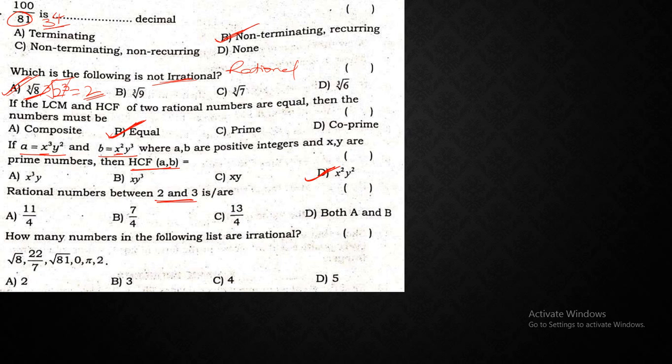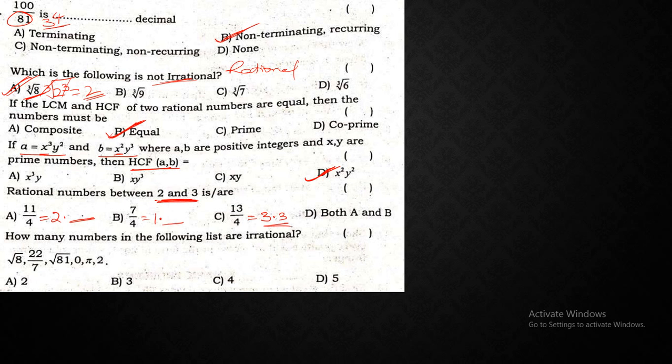We can write infinitely many rational numbers, but here options are given, so based on that you need to answer. 11 by 4, I can write it as 3 point something, right? Is it correct? Because 4 3s are 12, no? So it is nothing but 2 point something. Next, 7 by 4 will be 1 point something. 13 by 4 is 3 point something.